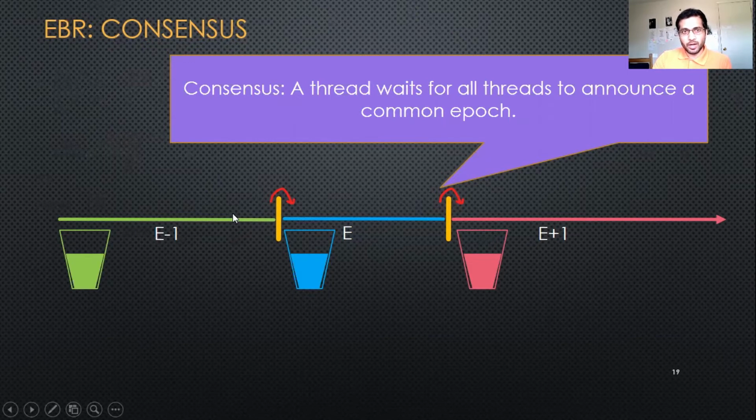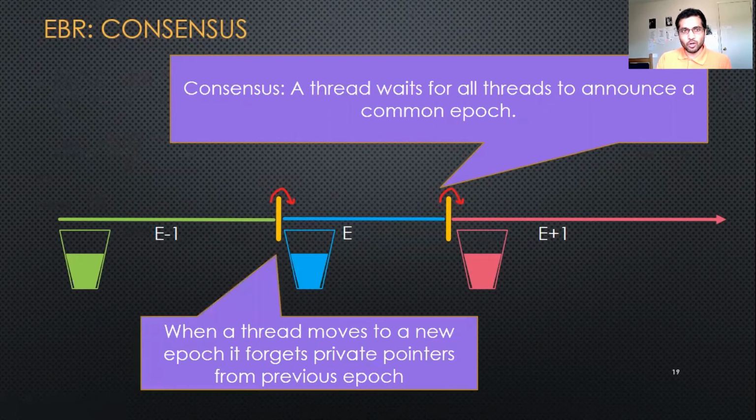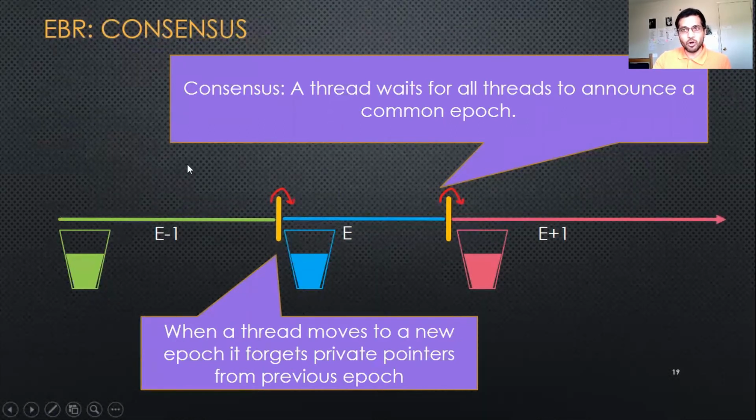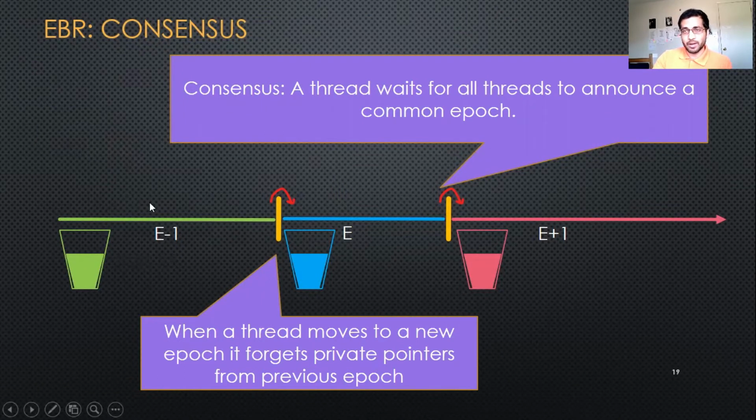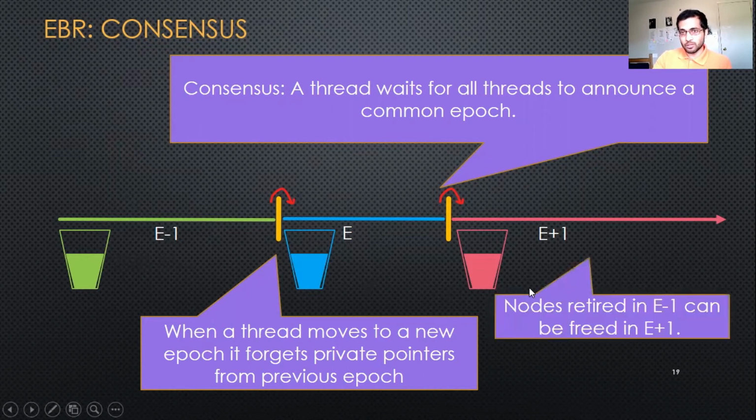Now, in doing so, when all the threads have arrived at epoch E, that implies that they have completed their operations that were executing in epoch E-1. That essentially means they have forgotten all the pointers once that operation in epoch E-1 completes and the threads move to epoch E. So every thread that is executing in epoch E has forgotten all its private pointers that it was holding in epoch E-1. So that means in epoch E+1, any record that was retired in epoch E-1 could be freed safely because no thread holds a pointer to any record retired in epoch E-1. So this is how consensus is reached in EBR.